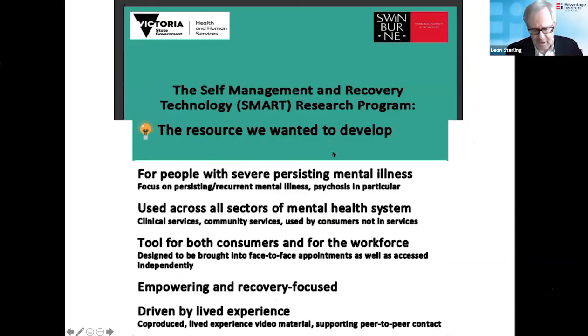Here is the second project, and this was a much larger scale project. I was part of a team of psychologists that got about $2 million from the Victorian state government for health and human services to develop a tool and a computing resource to help people who have severe persisting mental illness. They focused particularly on people with psychosis. How can we help them recover? And can you provide an online environment to make it better for people to interact?